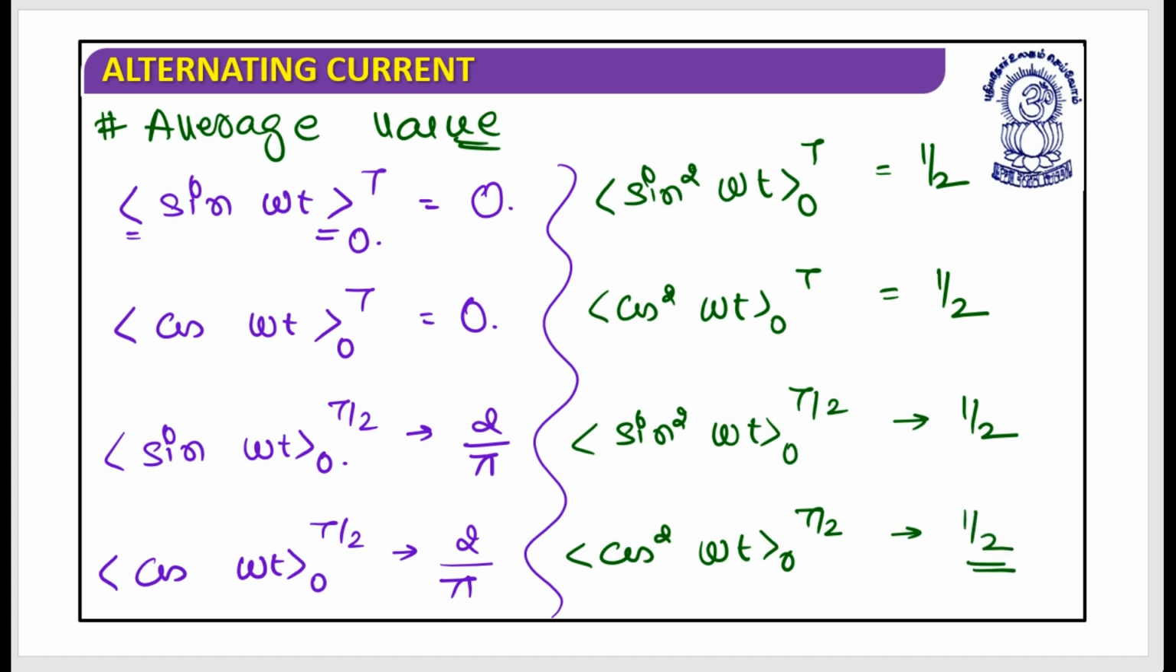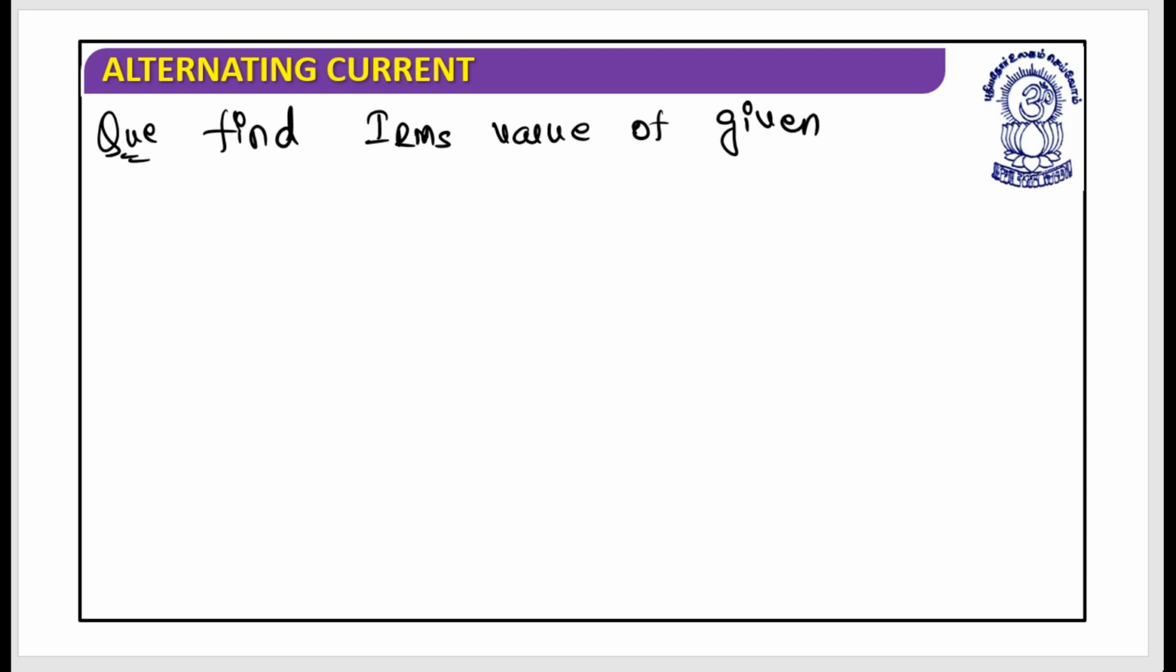Now you might wonder that we were discussing the RMS value, so why are we discussing average values now? Let's have a look. We are on the same point: if someone asks me to find the I RMS value of a given function, suppose my given function is I equals I naught sine omega t, now I want the RMS value.